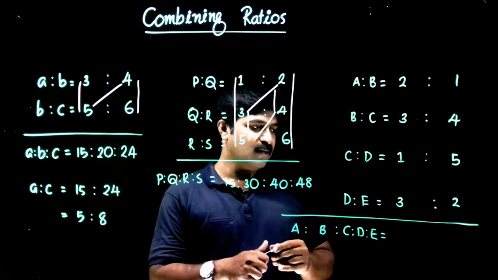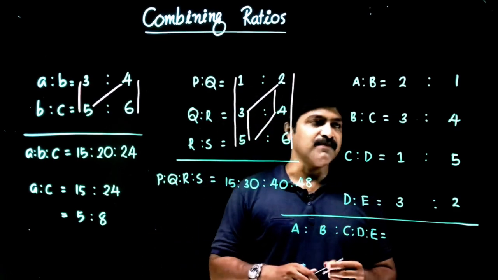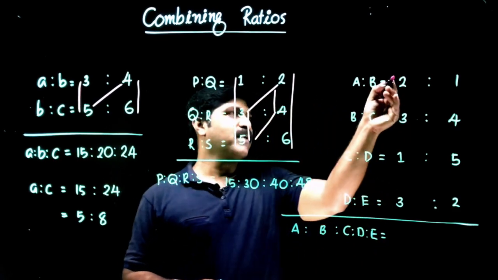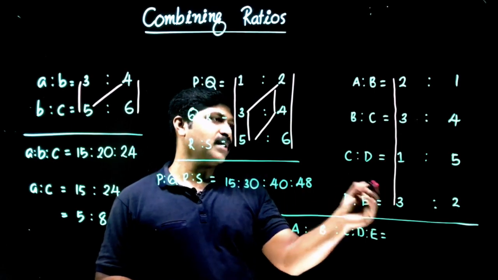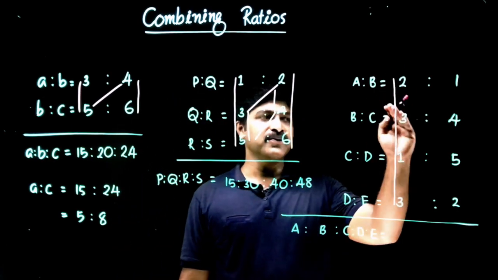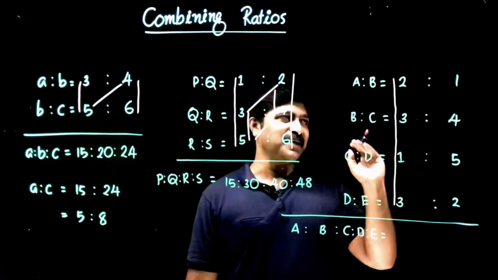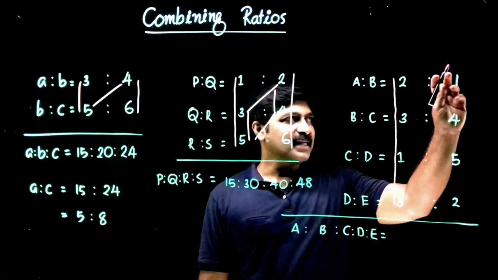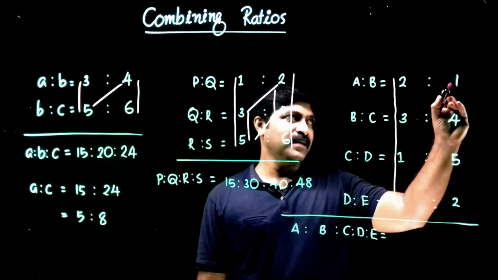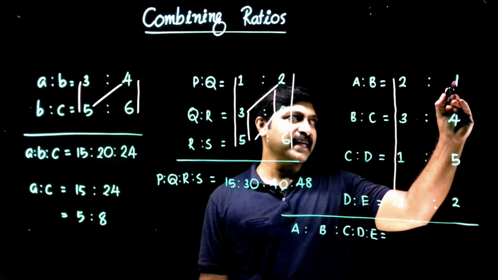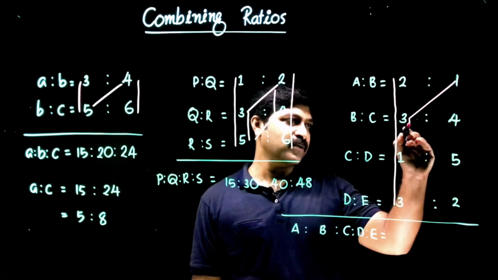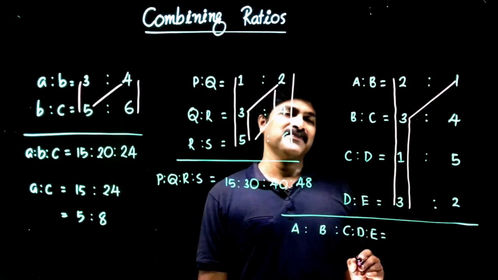Got it? For finding this, first step, take the entire values from this first column. That means 2 into 3 into 1 into 3. And we are replacing from this point onwards. So take this value from the second column, and the rest of the values from the first column.